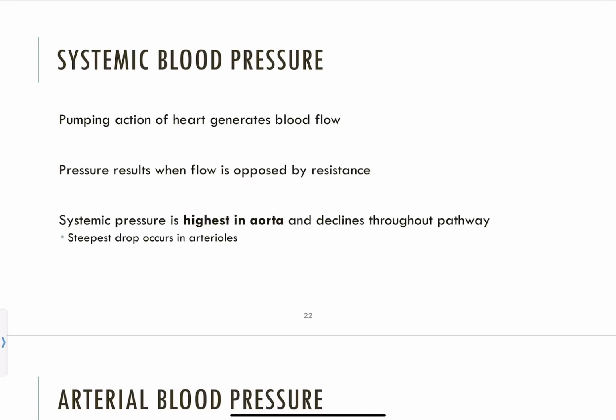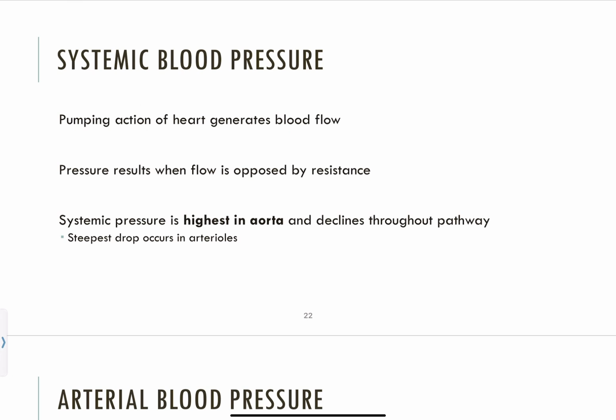In section 7, we're going to talk more about systemic blood pressure, which is really a key player in making sure we get the blood where it needs to go. So we began the blood flow with the pumping action of the heart. Every time your heart contracts, it's going to push blood into your arteries, and that's going to generate pressure.